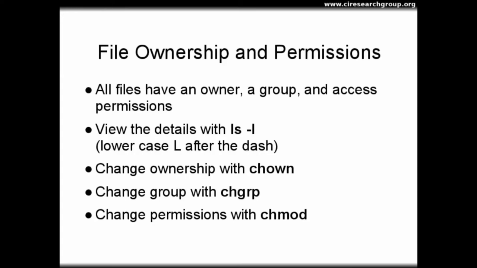Each file on a Linux system is going to have an owner, a group, and access permissions. This information can all be found by running the ls command with a dash lowercase l argument. It is possible to change which user on the system is the owner of the file using the chown command, or change owner. The change group, chgrp command, allows you to change which group a file will be associated with. And permissions for a file can be changed with the chmod, or change mode, command.